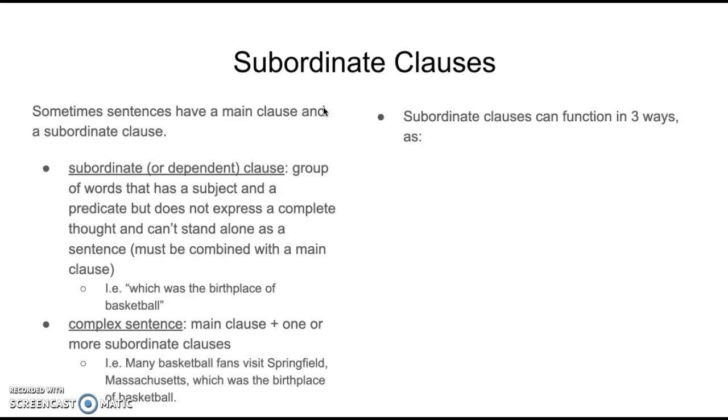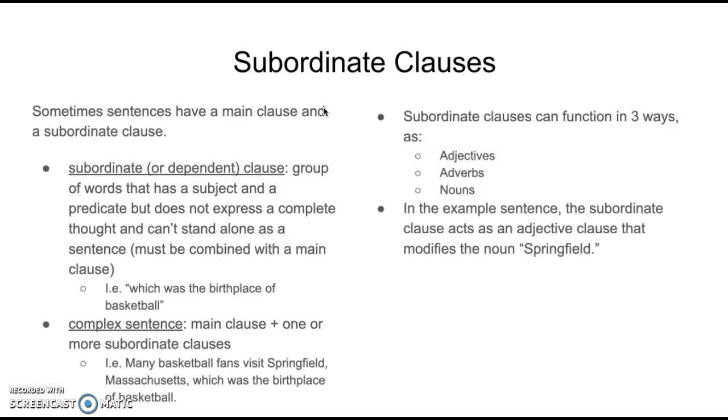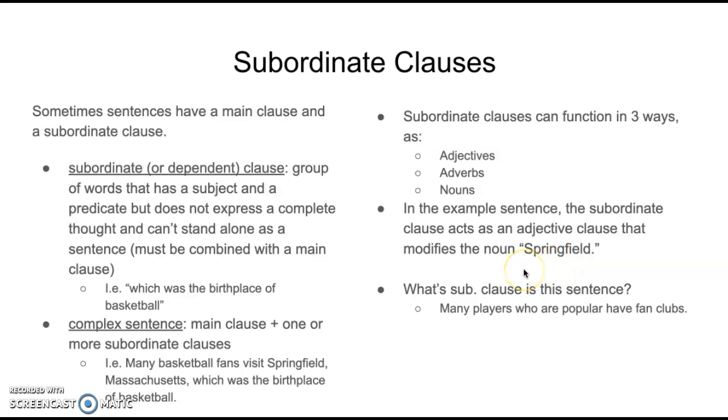Subordinate clauses can function in three different ways. They can be adjective clauses, adverb clauses, or noun clauses. In the sentence below, the subordinate clause acts as an adjective clause that modifies the noun Springfield. But we're going to go into more detail about these three different types of clauses in separate videos. So, what is the subordinate clause in this sentence?